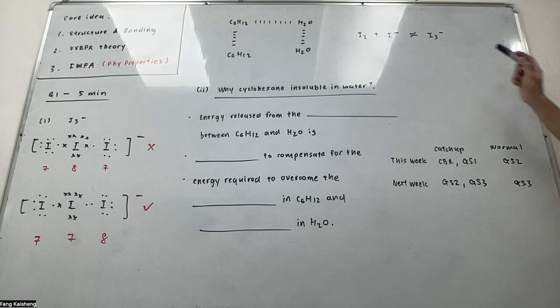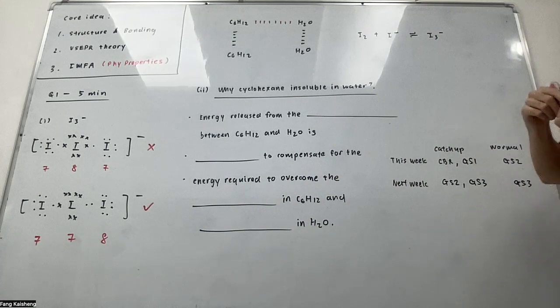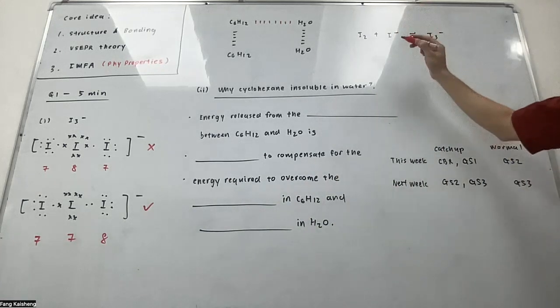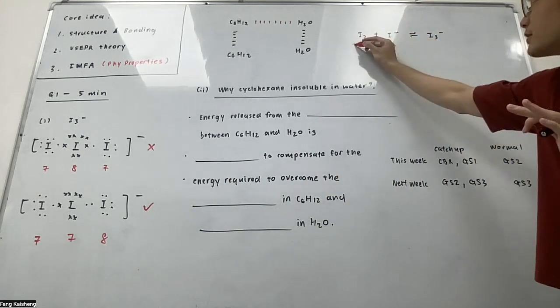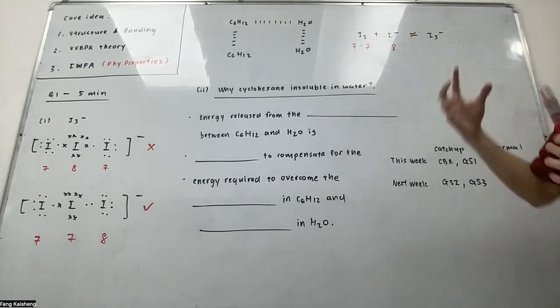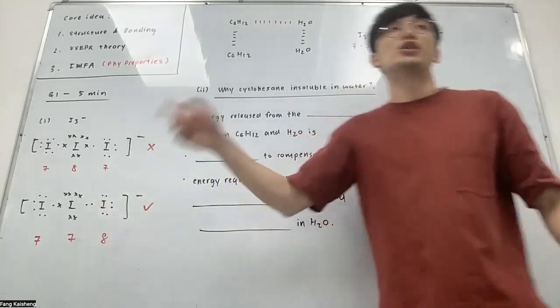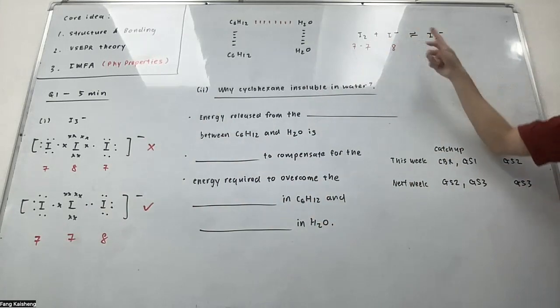Do you notice I3 minus is you take I2 and you add I minus. I'll ask you, I minus got how many electrons? 8. I2 is made up of 7 electrons, right? So that's why, guys, I minus is an external species coming in using a dative bond. So this should be 7, 7, 8.